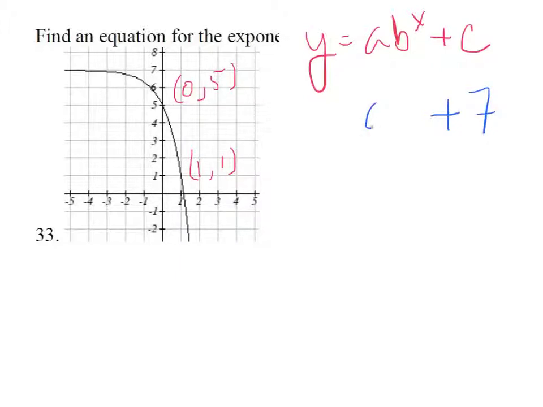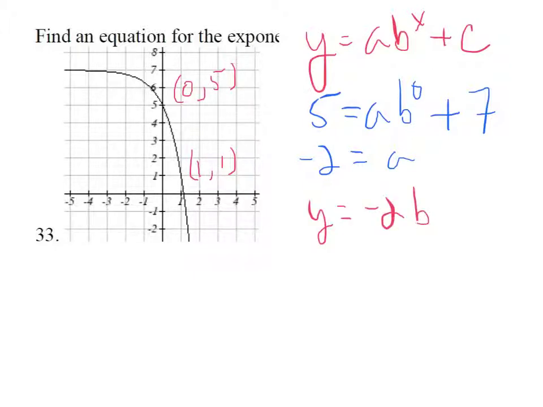And I don't know what a is yet. I do know that if I raise b to the 0 power, this whole thing is equal to 5. So that would tell me that a equals -2, because b to the 0 is 1. Then I'm going to subtract 7. So I'm thinking I've got y equals -2 times something to a power plus 7.